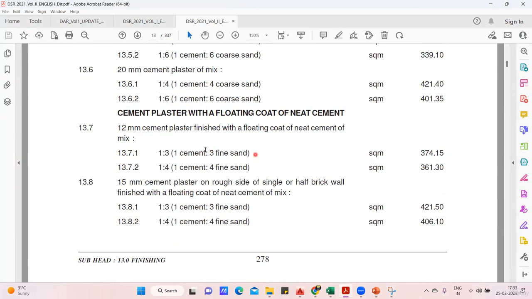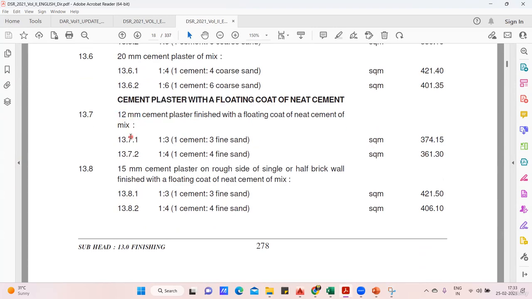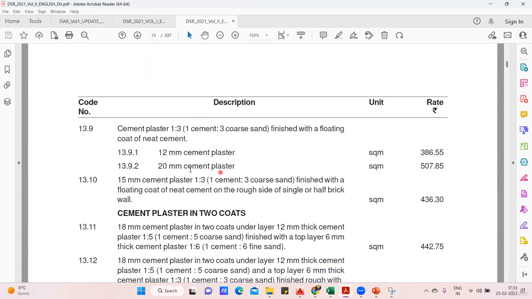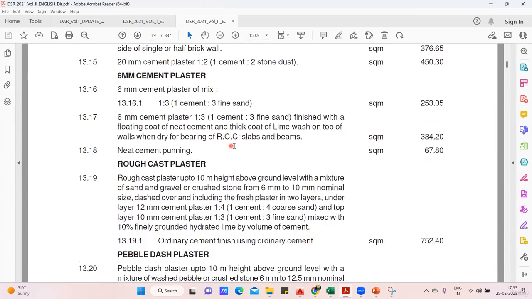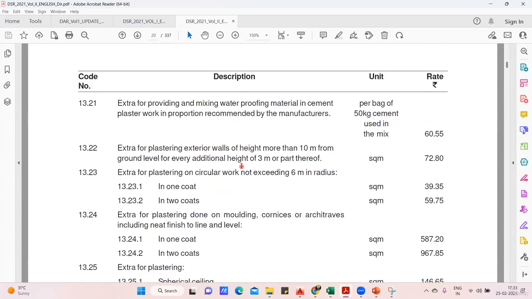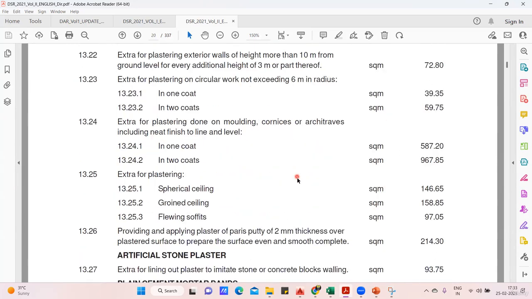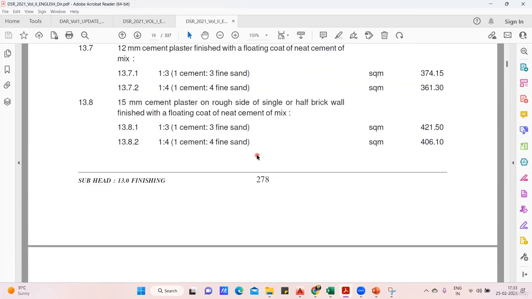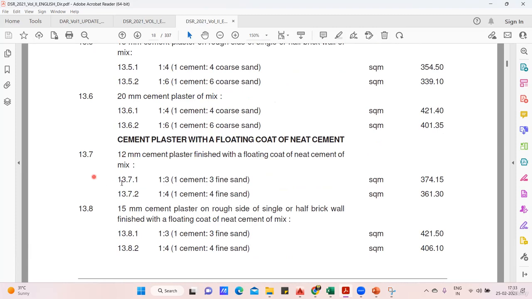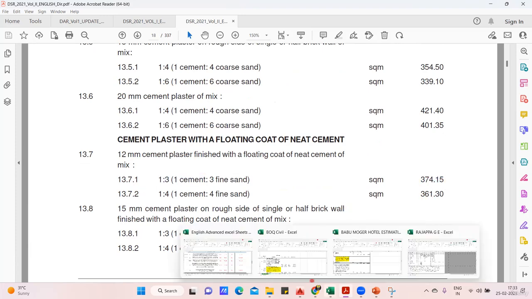You can pick this rate if it is a 12 mm plastering, because we are doing 12 mm in the BOQ. Other than that, there is no other 12 mm. This is 1:2 ratio, and you are putting stone dust in that. This is 6 mm. So that's how it is. The rate will be according to that. Based on your requirement, you have to write. If you want to do this plastering of 12 mm, then your SOR number will be 13.7.1. And this is 1:2, your rate will be 374 rupees. So based on that, you can prepare your BOQ.